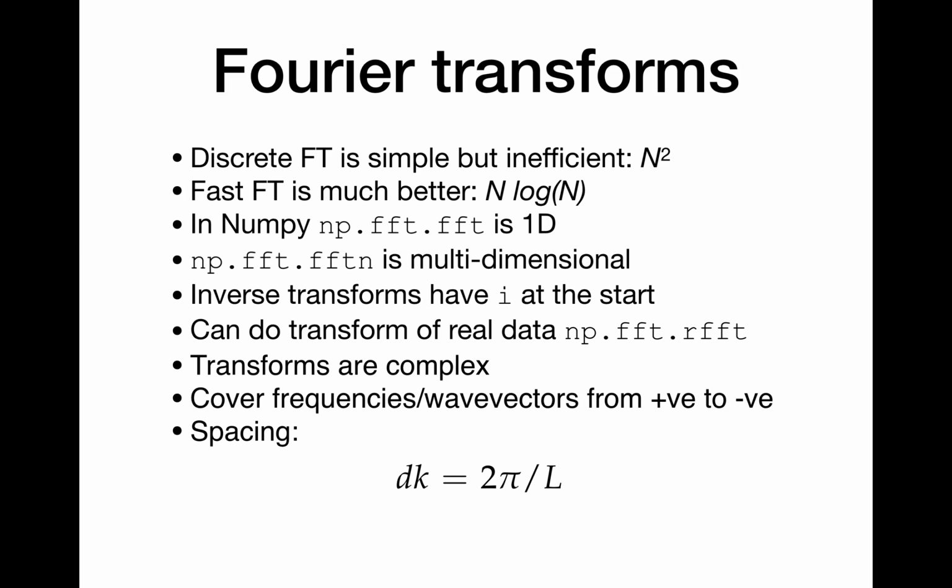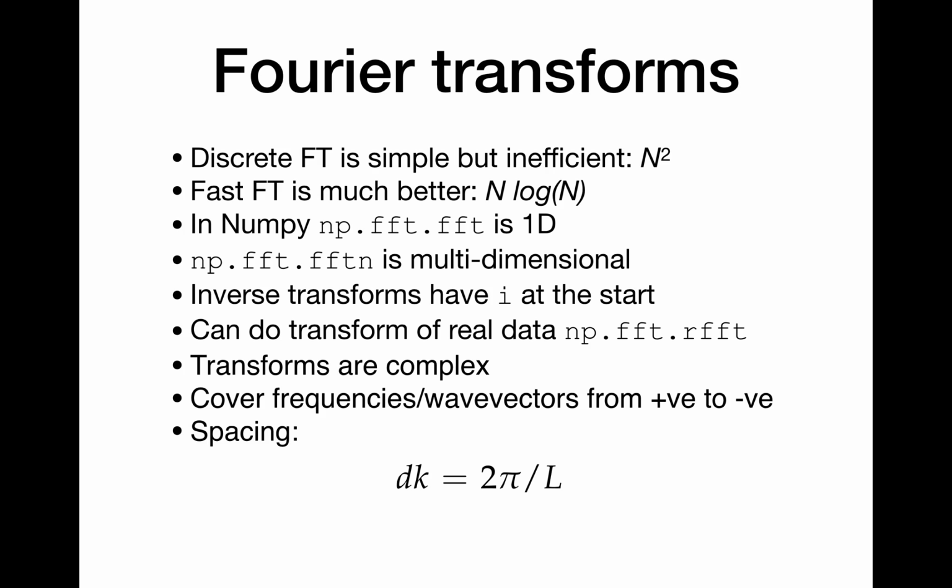Now, if you've got a Fourier transform of a position x, then the transform will cover wave vectors k. If you're Fourier transforming time measurements, then the transform will be an angular frequency omega. We'll look at this in a little bit more detail on the next slide, but basically you start at 0, you go up to the domain over 2, and you will wrap back to minus the domain over 2 and back to 0 again. We'll look at that in a second.